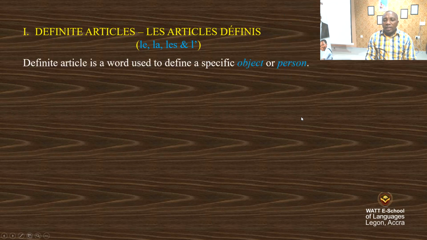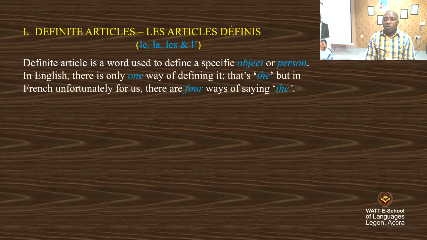What is a definite article? A definite article is a word used to define a specific object or person. Un article défini est un mot utilisé pour définir un objet spécifique ou une personne spécifique. In English, there's only one way of defining it. That's "the". But in French, unfortunately for us, there are 4 ways of saying "the". Let's have a look at them.